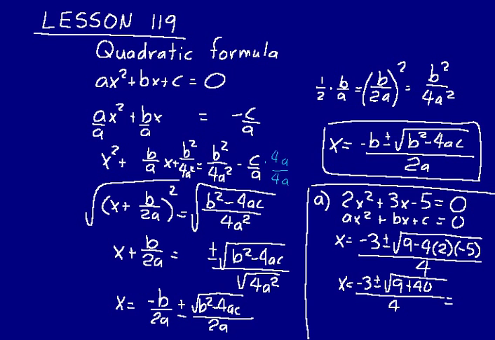Now, simplify that even further. Negative 3 plus or minus the square root of 49. That would just be a 7, wouldn't it? Square root of 49 is 7, all over 4. Okay, so we can write this as two fractions. Negative 3 plus 7, which would be 4 over 4. So that's just going to be a 1. So we can say x equals 1. And then our other root would be negative 3 minus 7, which is a negative 10 over 4, or a negative 5 halves. Those are the roots for that quadratic equation: 1 and negative 5 halves.